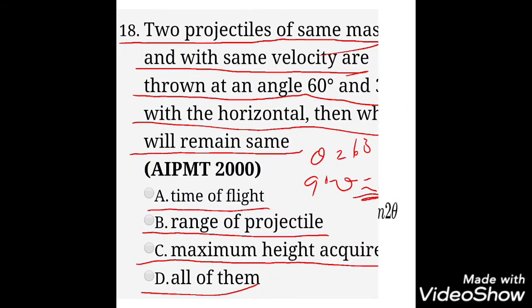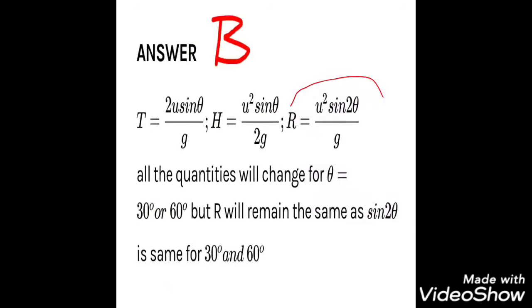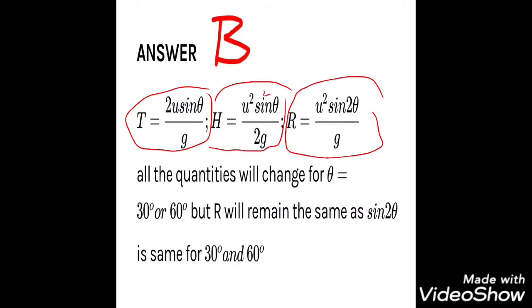So for question number 18 you can select only range, because for all other options, time of flight is equal to 2u sin theta by g, and height is equal to u square sin square theta by 2g, so it is sin square theta. The formula they have given is wrong. If you substitute, you will not get the same value. For 30 degree and 60 degree the range will remain the same, because sin 2 theta is the same for 30 degree and 60 degree. So option B is the correct answer.